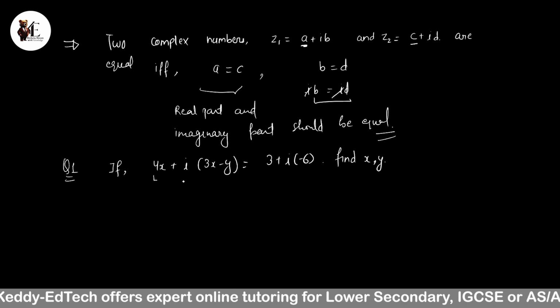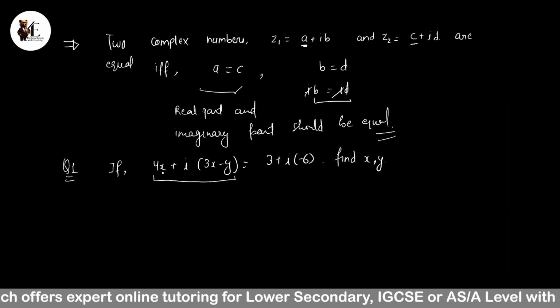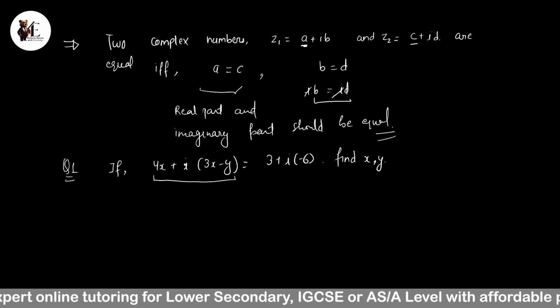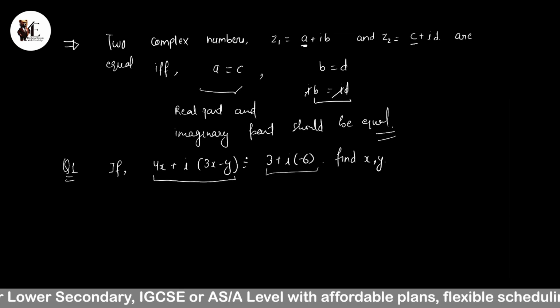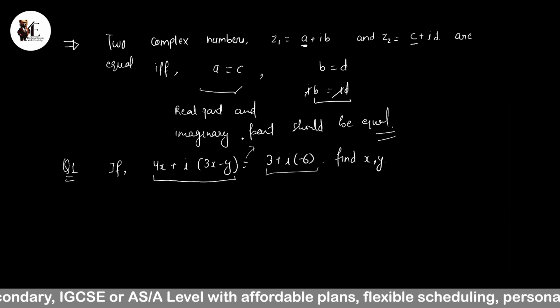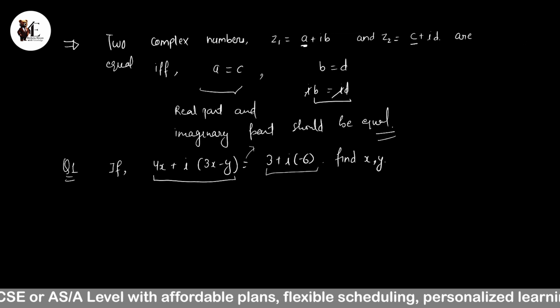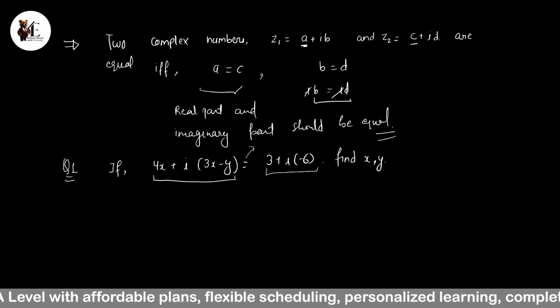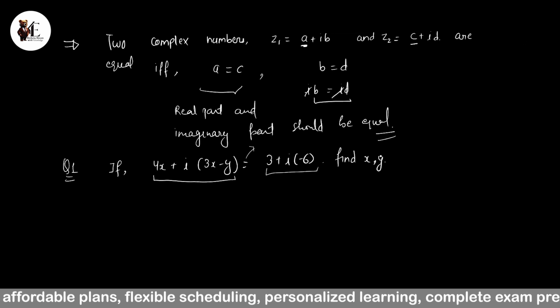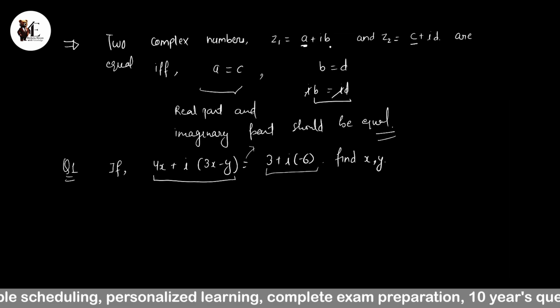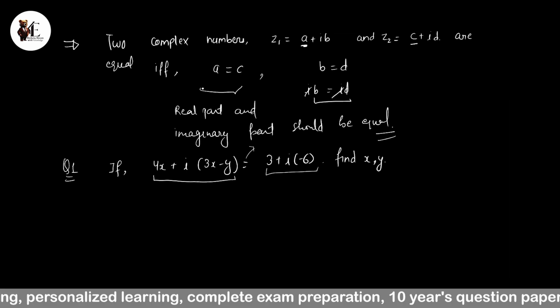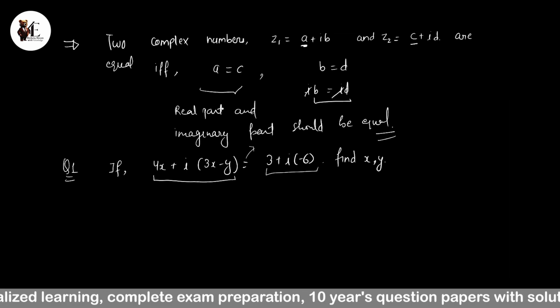You can see that this is a complex number because it is written in real and imaginary parts. This is also a complex number and there is an equality sign between them. It is given that both complex numbers are equal and we have to find the values of x and y. We just covered the condition that whenever two complex numbers are equal, the real parts will be equal.